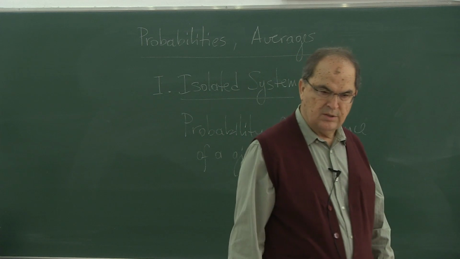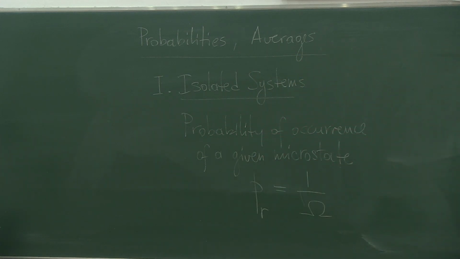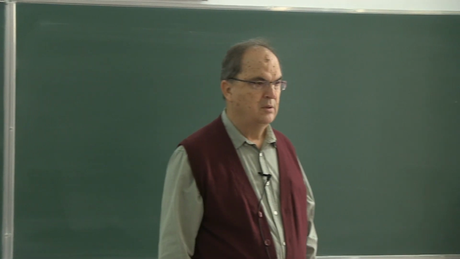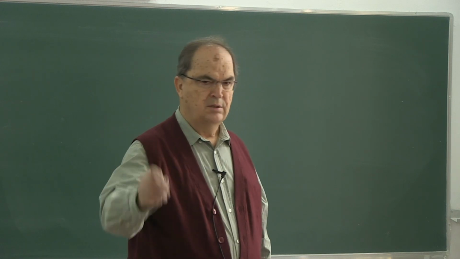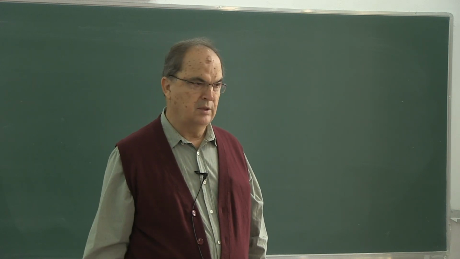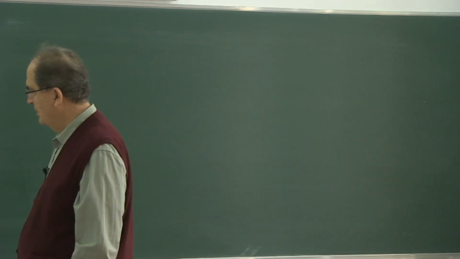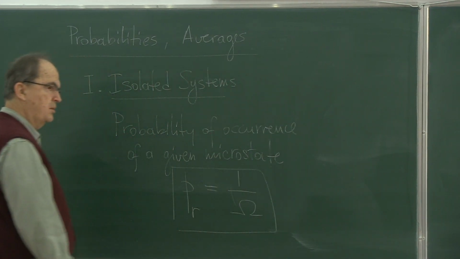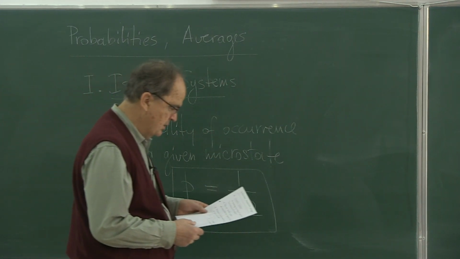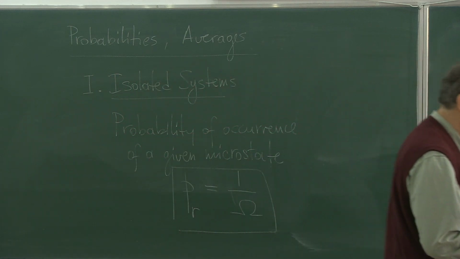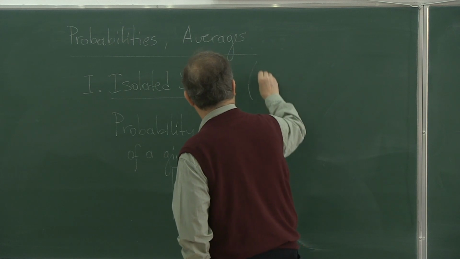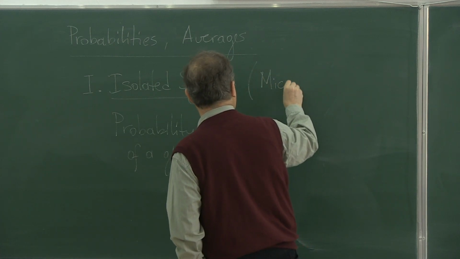If you have 6 states available to your particle or system, it's 1 over 6 to find it in any one of these equally probable microstates. That is our probability. It's a constant depending on total number of available states, microstates to your system. Well, we call these systems microcanonical, as you recall.